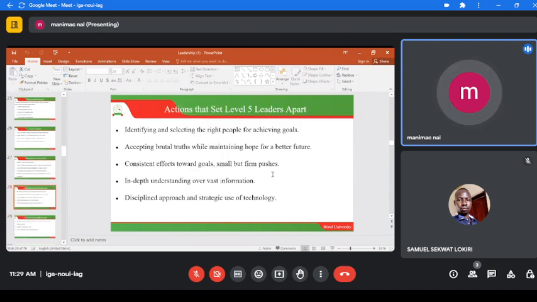Furthermore, actions that can set apart five level leadership: one, you need to identify and select the right people for achieving the goals. Every leader needs to have a group of the right people whom he or she will use to help achieve the goals. You must also accept the brutal truth while maintaining people's hope for a better future.